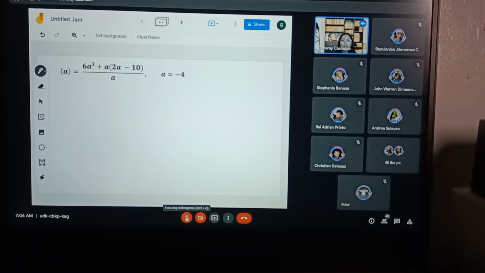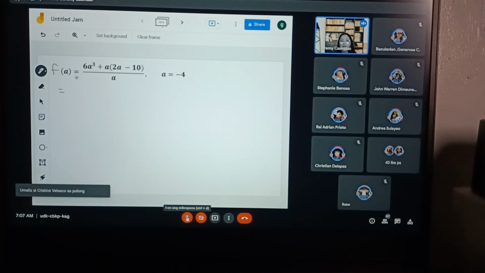Okay, sorry, ano yan, this is f of a pala. This is f of a is equals to, I'm sorry, we have f of a is equals to 6a cubed plus a quantity 2a minus 10 over a, wherein our value of a is equals to negative 4. Tama? So again, first things first is to substitute all the given value of our a dito sa given equation. Okay, so lahat ng a papalitan natin ng negative 4.